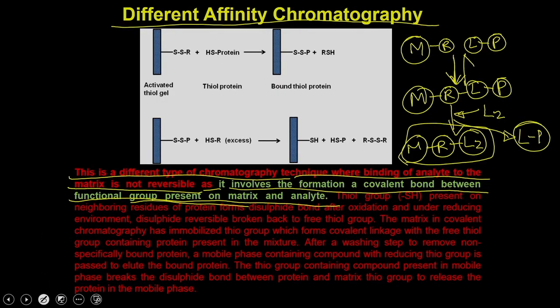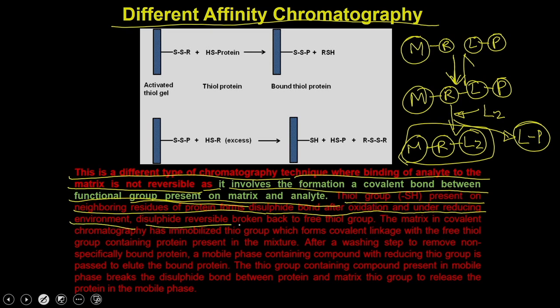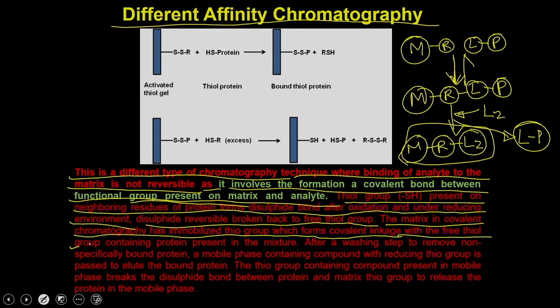So what happens is that thiol groups present on neighboring residues of a protein form a disulfide bond after oxidation, and under a reducing environment, the disulfide is reversibly broken back to free thiol groups. The matrix in covalent chromatography has immobilized thiol groups, which form a covalent linkage with the free thiol group containing protein present in the mixture.